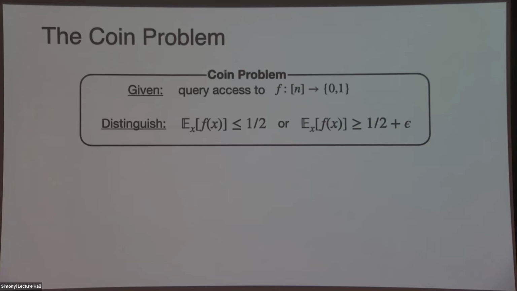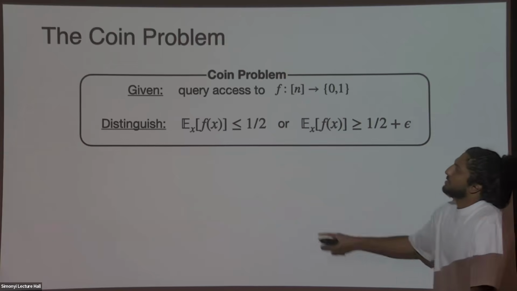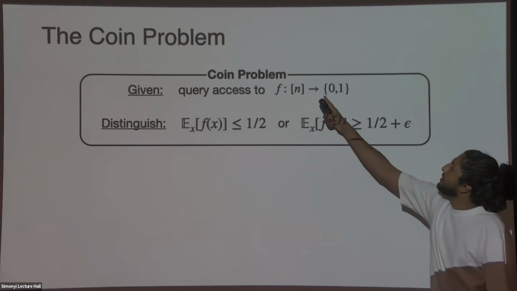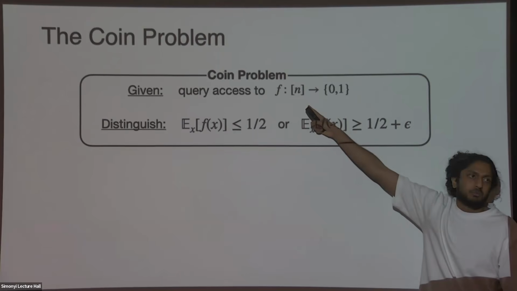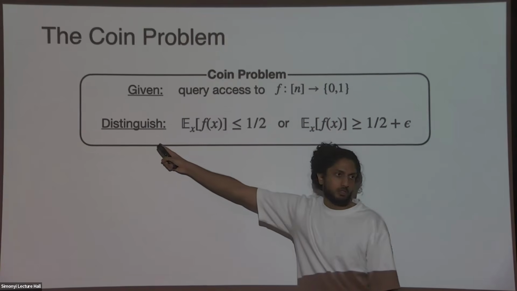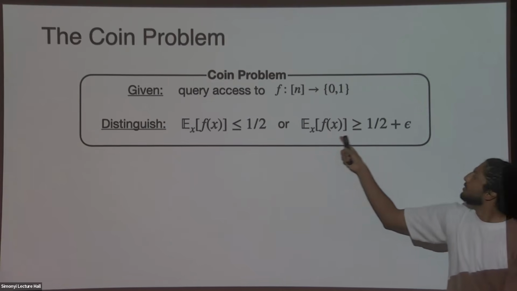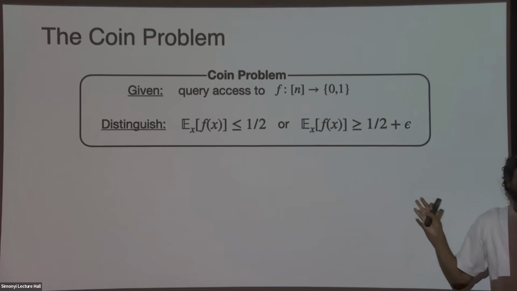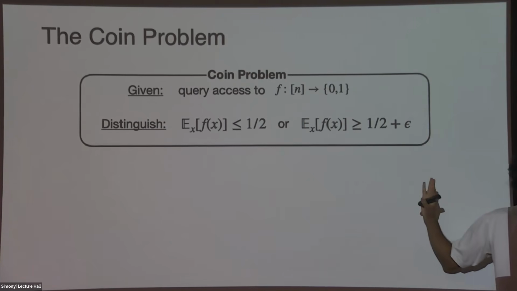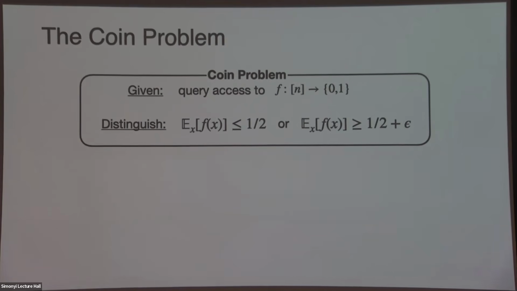So what is the coin problem issue? Maybe this is not what most people would call the coin problem, but this is what I'll call the coin problem. Let's say I give you query access to some function that maps a number between 1 and n to 0 or 1. I want you to distinguish between two cases: either the expectation of f is at most 1/2, or it's at least 1/2 plus epsilon. I don't care what happens in the in-between region. Does the problem make sense? And I want to minimize the number of queries. I let you make randomized queries if you want.